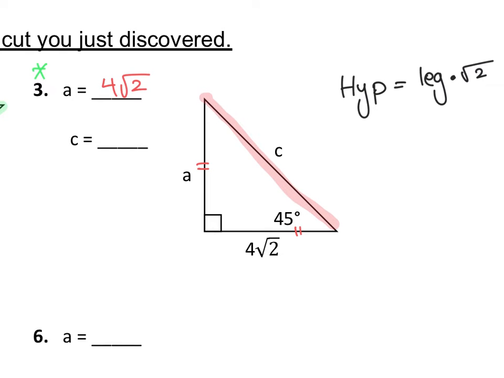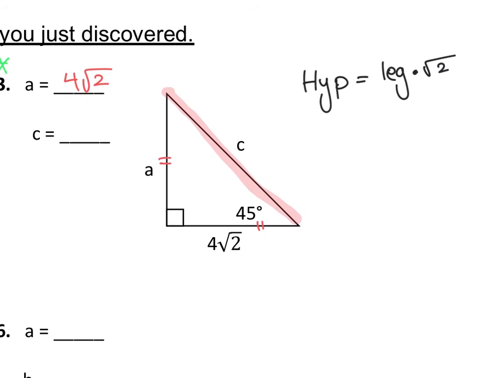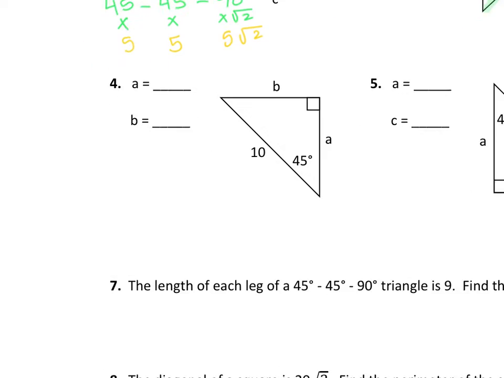In this case, it's not as easy to use the pattern. That's why it's better to think about it as leg times root 2. The leg in this case is 4 square root of 2. If you multiply that by root 2, remember when you multiply a radical by itself, the radical goes away, so that's going to be 2. And you're multiplying that by 4, so 4 times 2 is 8. So remember, the leg itself is 4 root 2. You need to multiply the leg by root 2, and you were able to find that the hypotenuse is 8. Now let's move on to number 4.